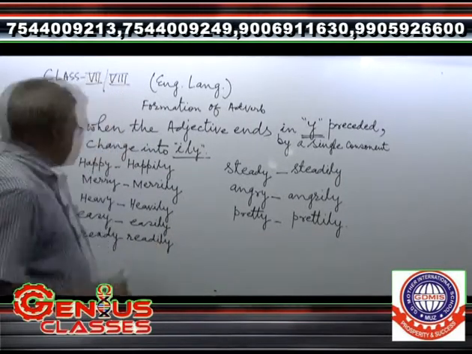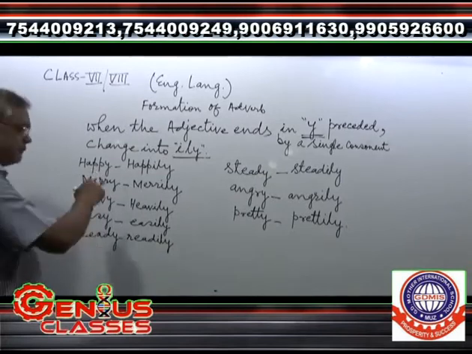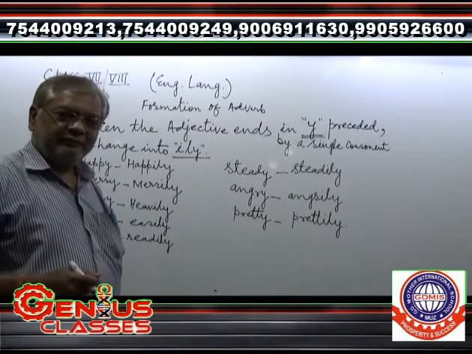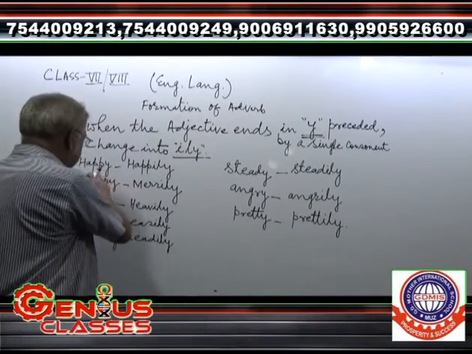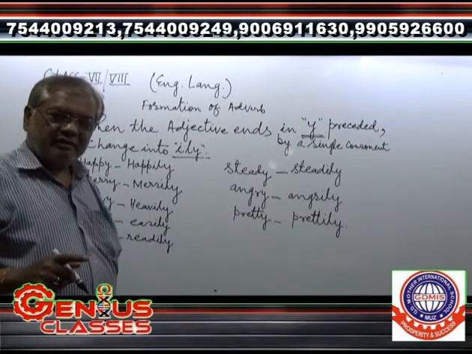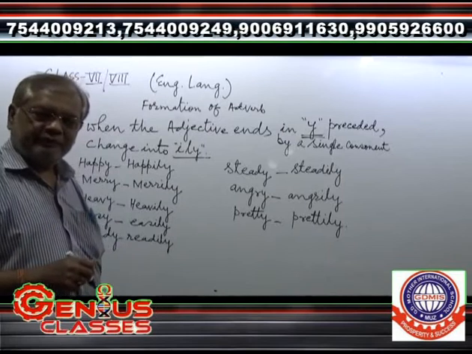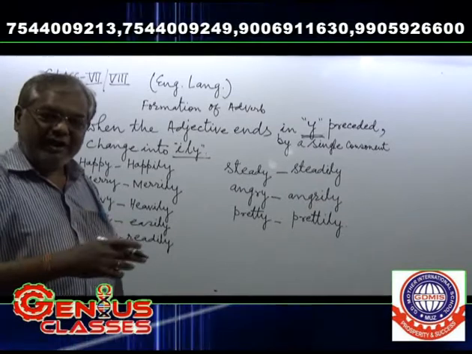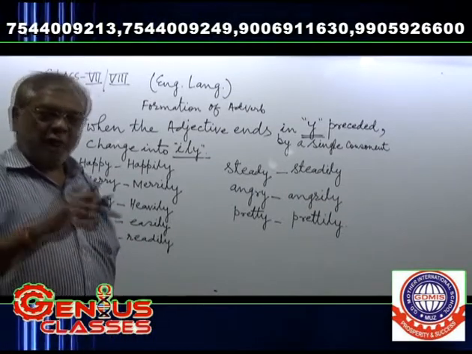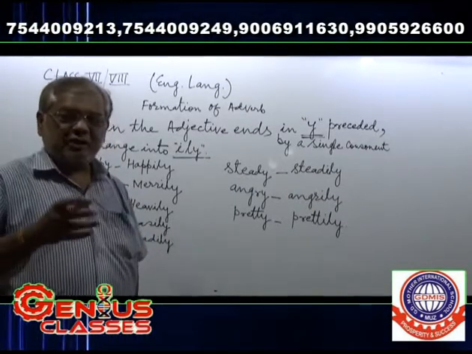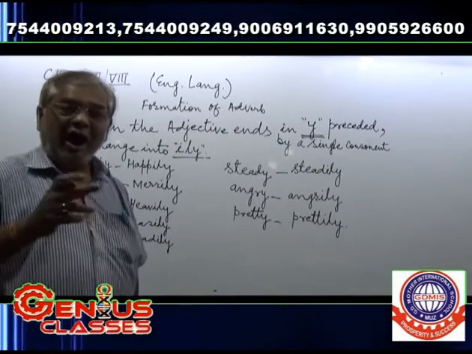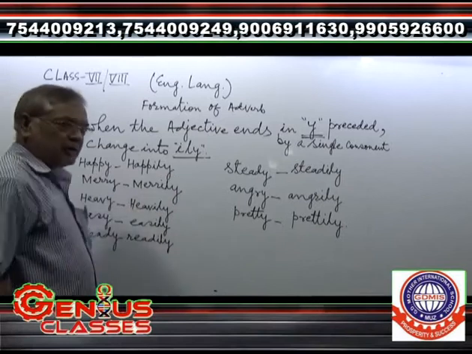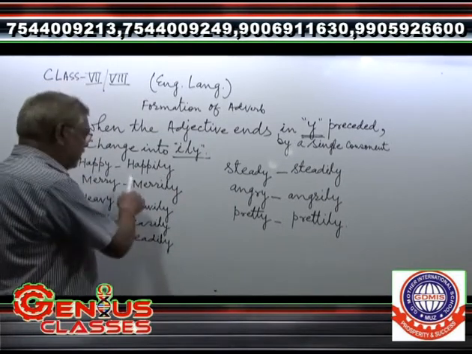So just have a look here, the word happy. The last letter is y, and just before that there is a consonant. So to change it into an adverb by adding ly, the y will be replaced by the letter I. So happy, happily. What would be the correct spelling? Happily.